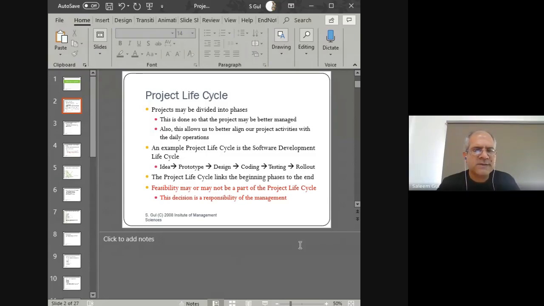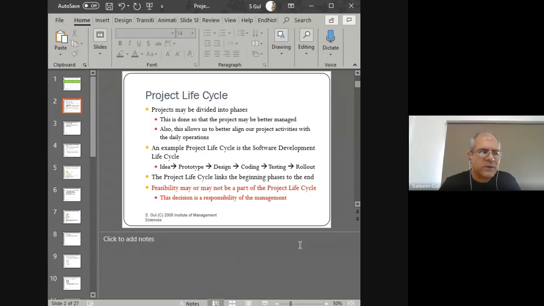So what we did was that we concentrated upon dividing a project into small phases, and the sample life cycle that we considered was the software development life cycle, or specifically life cycles for projects that have to do with the development of software, right?